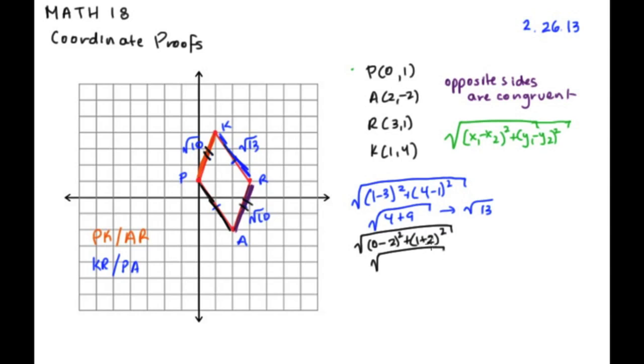And it's 1 plus 2 because it's 1 minus negative 2. And that's just 1 plus 2, right? So this is again 4 plus 9. And that's 13. So again, both of these are 13, so this is indeed congruent to this, and now we have two pairs of congruent opposite sides.